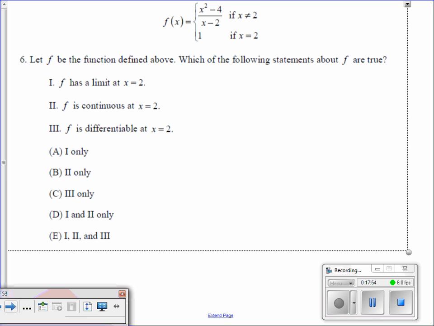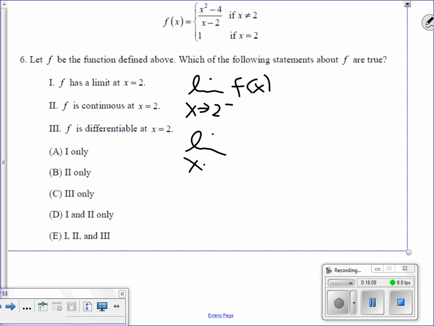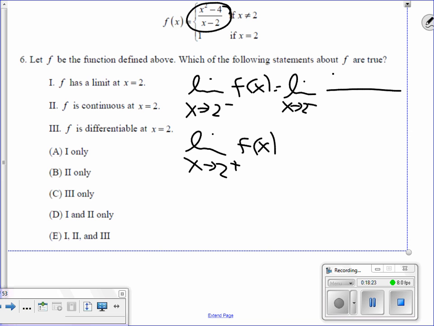Now, what was a little weird about this, they didn't make a separate branch for when x is less than 2 and when x is greater than 2. You use the same branch to find the limit of this function as x approaches 2 from the left, as you do to find the limit as x approaches 2 from the right. And for both of them, you're using the same branch. So you're going to factor, cancel, and substitute.